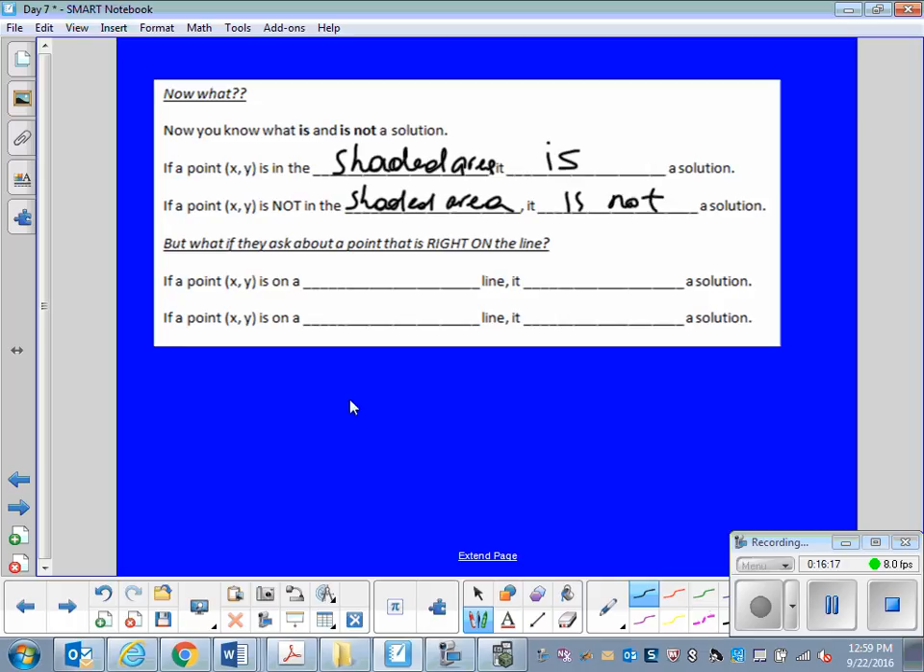What about if we are asked about a point that is right on the line? How do we decide? If a point is on a dotted line, is it a solution? If it's the dotted line, right? We don't want the line. It means that we don't want to include the line because we don't have this equality here, right? It means that it's not a solution. And if the point is on a solid line, is it the solution? Yes.